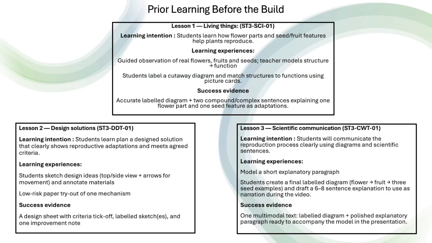Before students build their working model, we focus on 3 key lessons. In lesson 1, students observe real flowers, fruits and seeds, then label diagrams to see how structures link to reproduction. In lesson 2, they design and trial their own solution, sketching ideas and testing one mechanism. Finally, in lesson 3, they practice scientific communication by creating labeled diagrams and short explanations to use in their video presentation. These steps give students the knowledge, design skills, and communication tools needed to successfully build and explain their model.